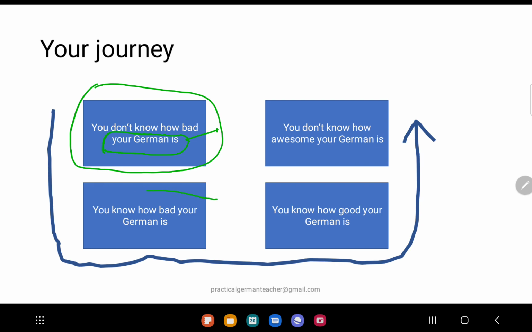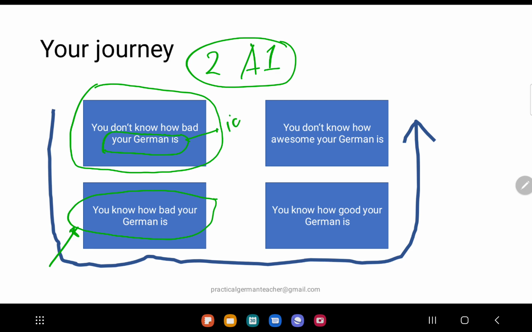Then you start taking courses and then you realize how bad your German actually is. For example, when I start asking questions, okay, how do you say this? How do you say that? And I told you that you can say this just after attending 2 sessions, right? You don't know how to say it, you realize, okay, man, my German is really bad. This is the realization phase. This is the ignorance phase. Ignorance, realization.